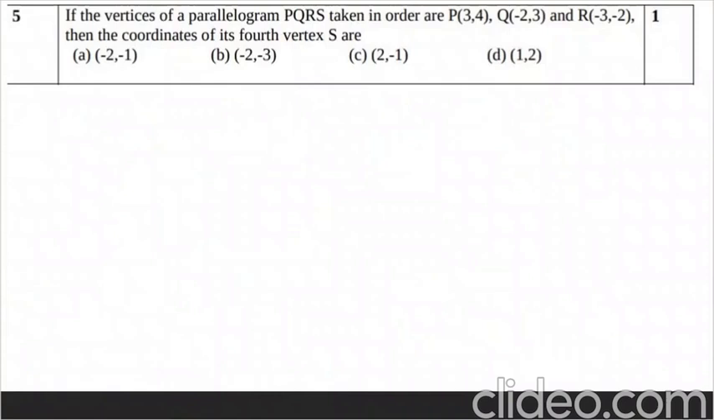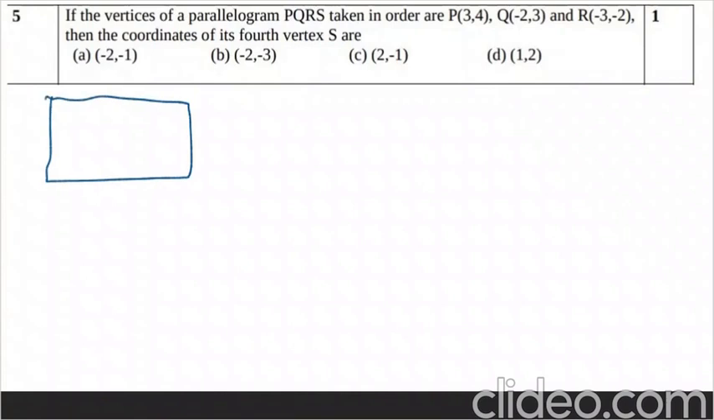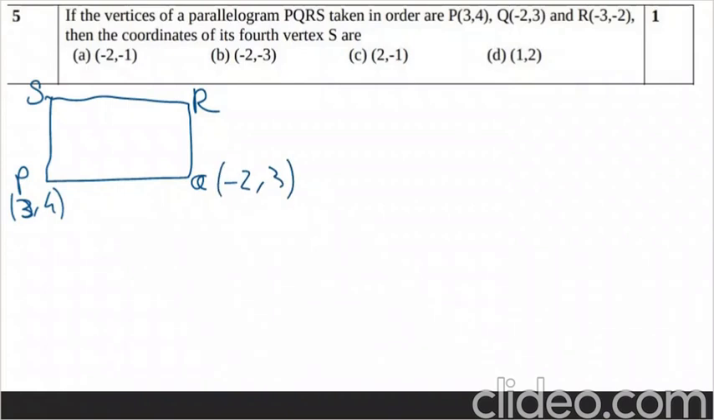So, let's draw the parallelogram first. Whenever diagrams are not given, you can draw your own, okay? So, P, Q, R, S. What are the coordinates given? P is 3, 4. Q is minus 2, 3. R is minus 3, minus 2. And S we do not know. Let's take it to be X, Y. This is your coordinate.